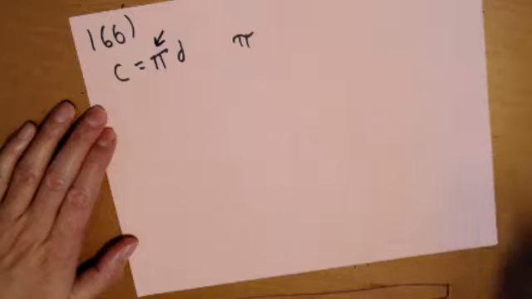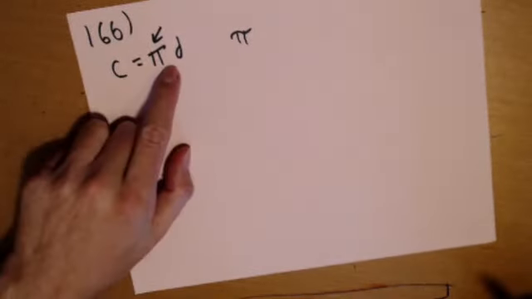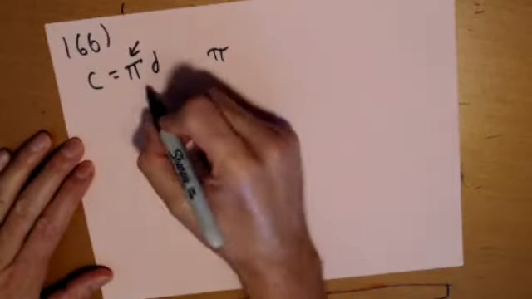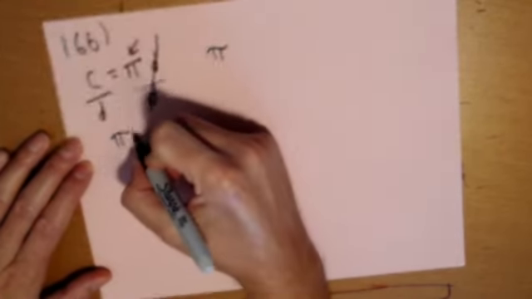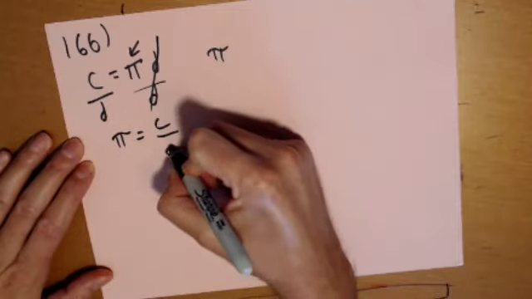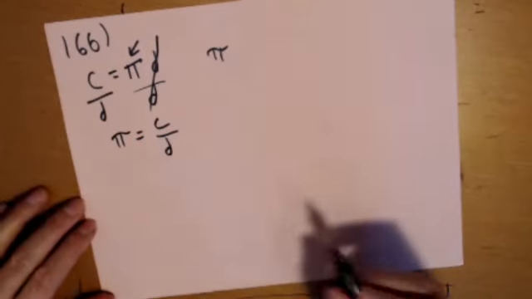Solve for the specified variable, solve for pi. So they want pi alone. So there's pi right there. We're trying to get pi alone. It's currently being multiplied by d. So let's divide both sides by d. And now pi is alone, so you may want to write pi is just c over d. Okay, that's not bad.